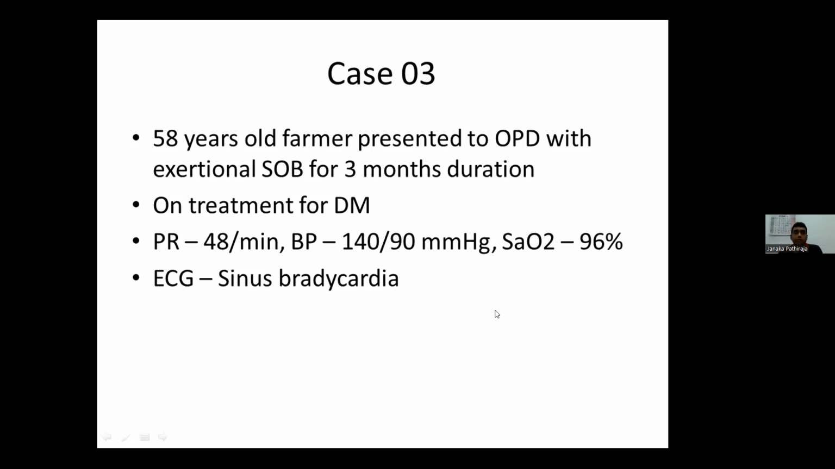A 58-year-old farmer presented to the OPD with exertional shortness of breath for 3 months duration. He is on treatment for diabetes mellitus. Pulse rate is 48 beats per minute. Blood pressure is 140/90. Saturation is normal. ECG shows sinus bradycardia. What do you think? Is it an emergency or not? It's not an emergency. He is stable. Are you going to admit this patient or not?